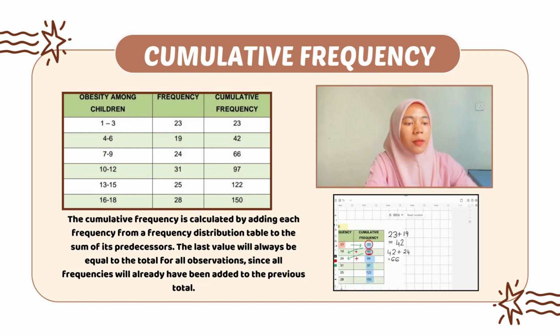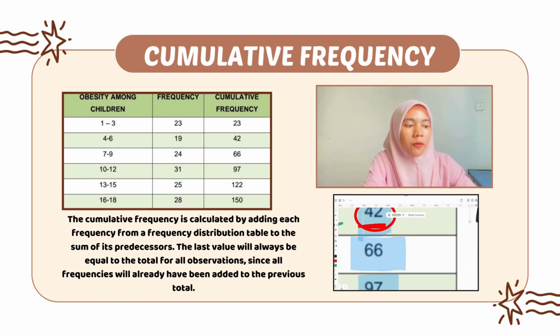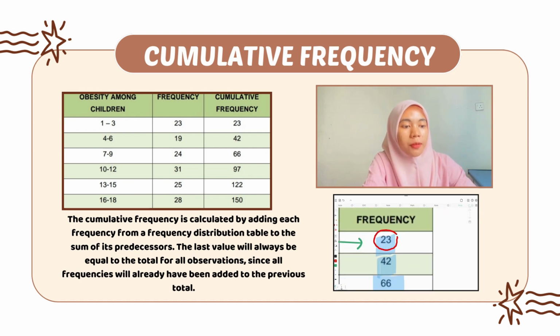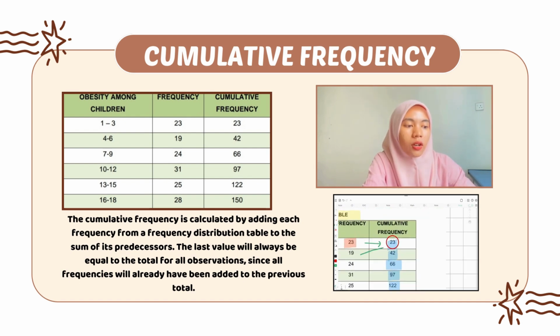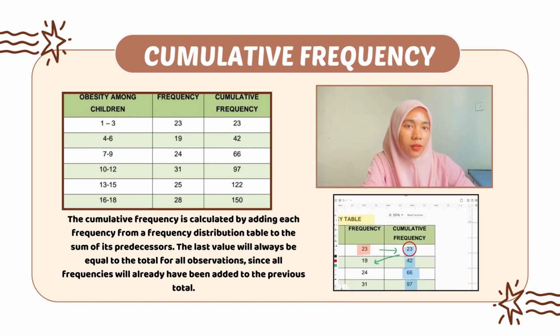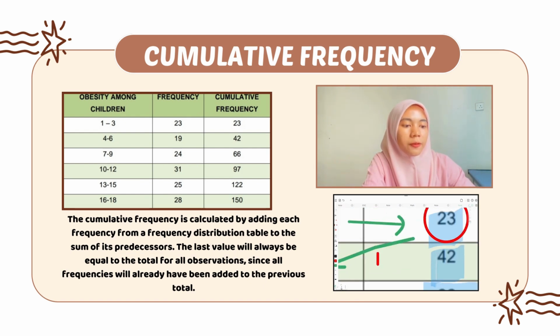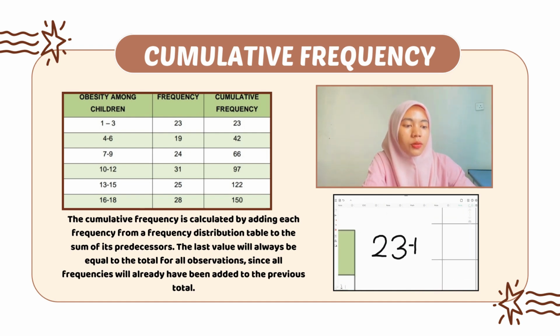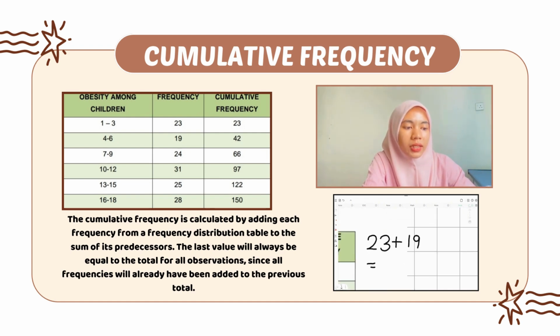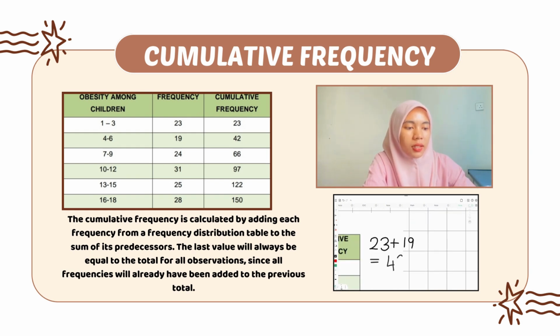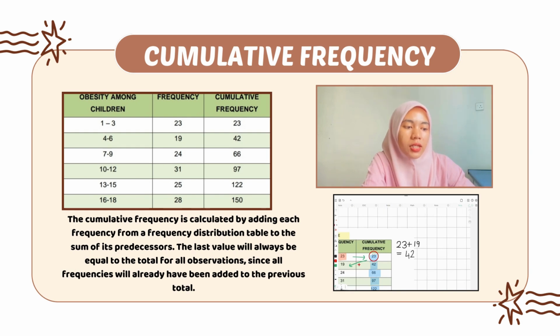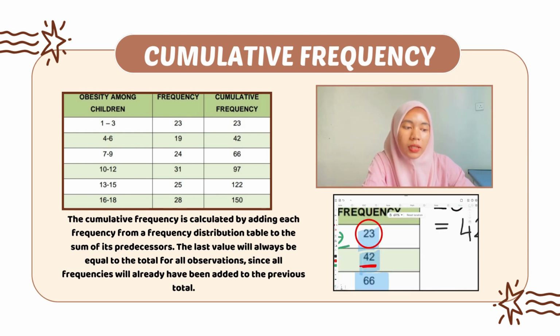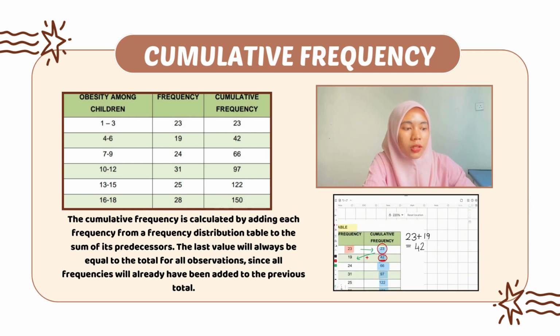So, first for this table, use the number from the frequency table only. For example, 23, and put it in the cumulative frequency column as the first cumulative frequency. Next, 23 plus 19 equals 42, the second cumulative frequency. Then repeat this calculation until done. The last cumulative frequency value is the total of the frequency.